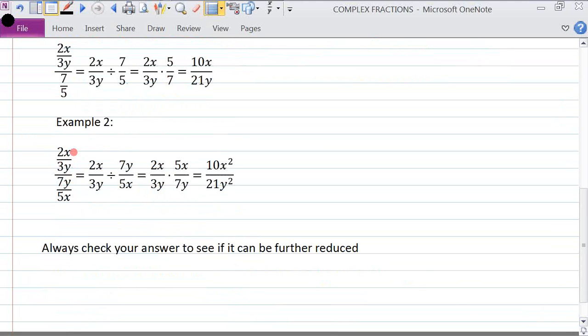So here we have 2x over 3y divided by 7y over 5x. So 2x over 3y is the numerator divided by 7y over 5x, which is the denominator. So I change this division to a multiplication. The denominator becomes the numerator, and the numerator becomes the denominator. 2x times 5x is 10x squared. 3y times 7y becomes 21y squared. Always check your answer to see if it can be further reduced.